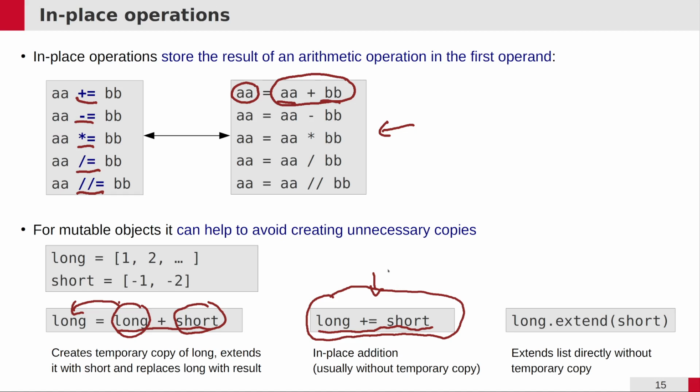So whenever you have modifiable, mutable objects on the left-hand side, and you want to change their value, then try to use the in-place operations. Of course, if you are using lists, you can also use the extend method call, which we have seen before, and that's warrantedly not making any copy of the list.